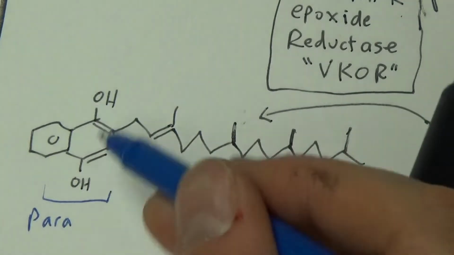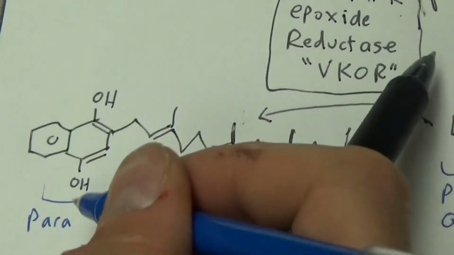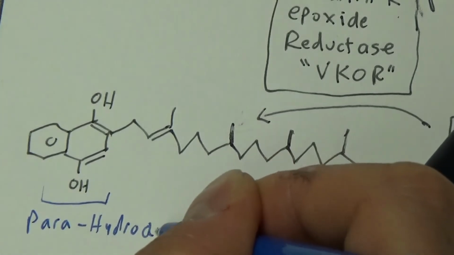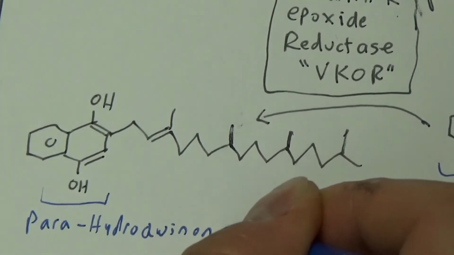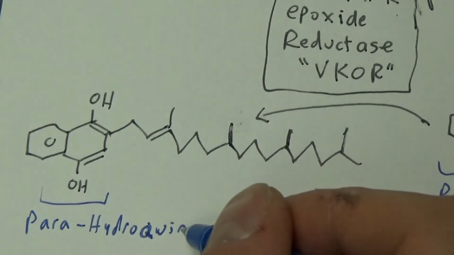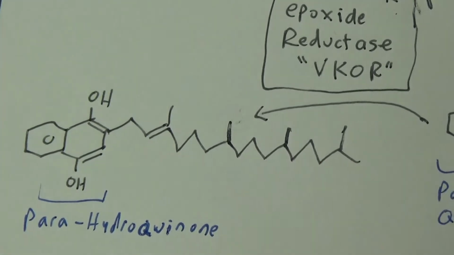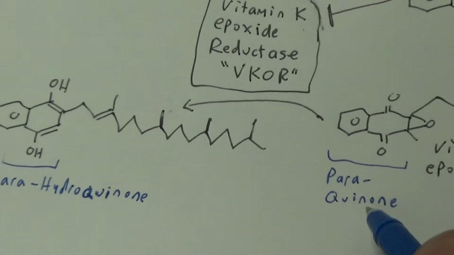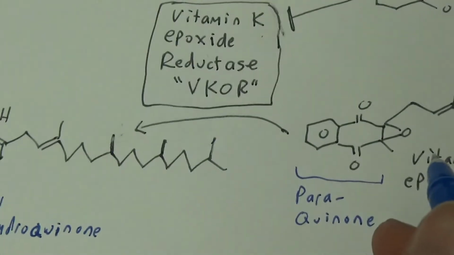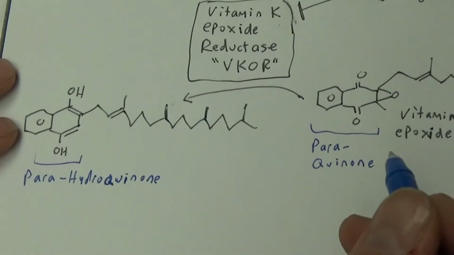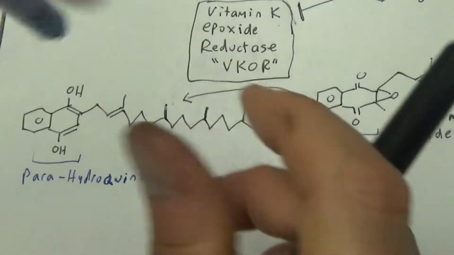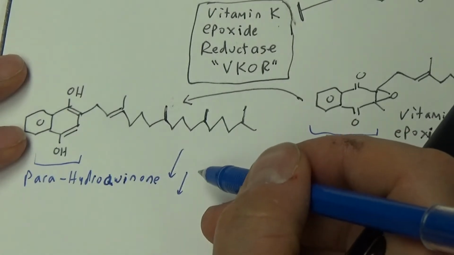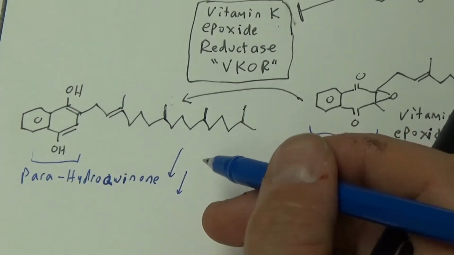Para because it's opposite sides. Hydroquinones are quinones, Q-U-I-N-O-N-E, that have hydroxy groups on them. That's what a parahydroquinone is, and that's just called a paraquinone. All right, so we've got that. So how does that relate to blood clotting? Well, this molecule is used in the generation of blood clotting factors.